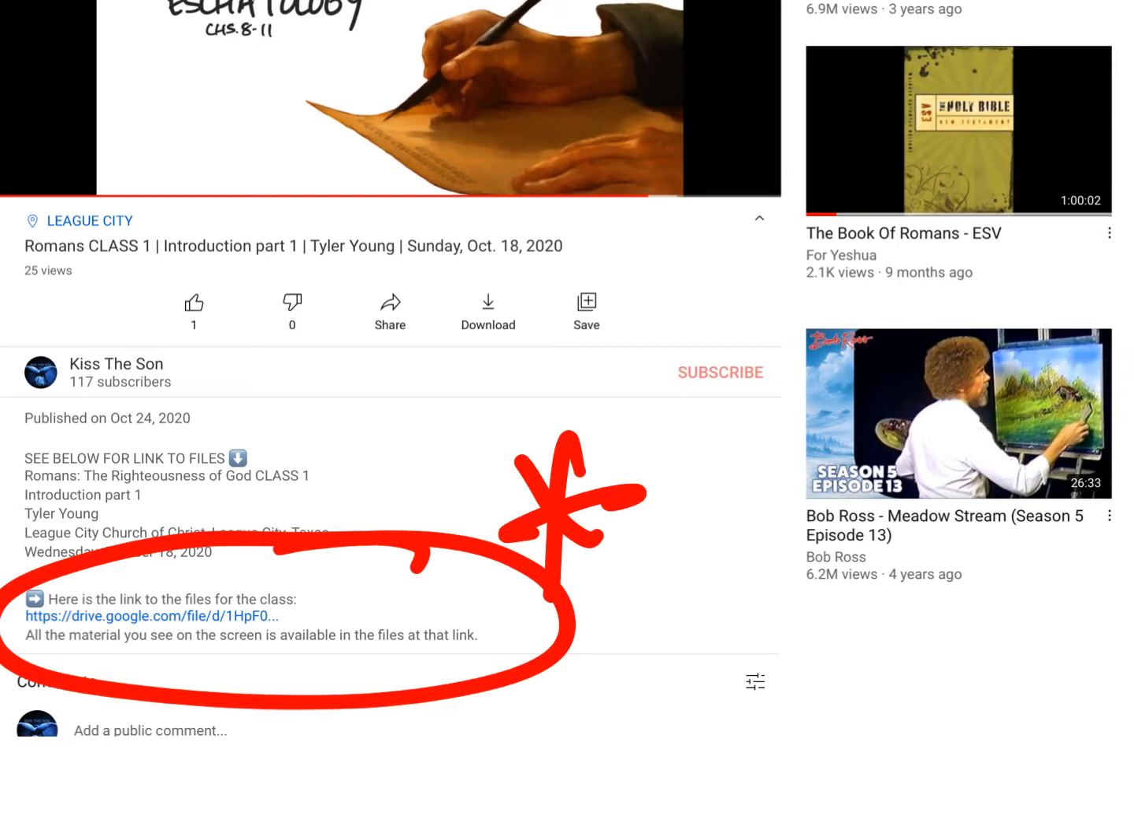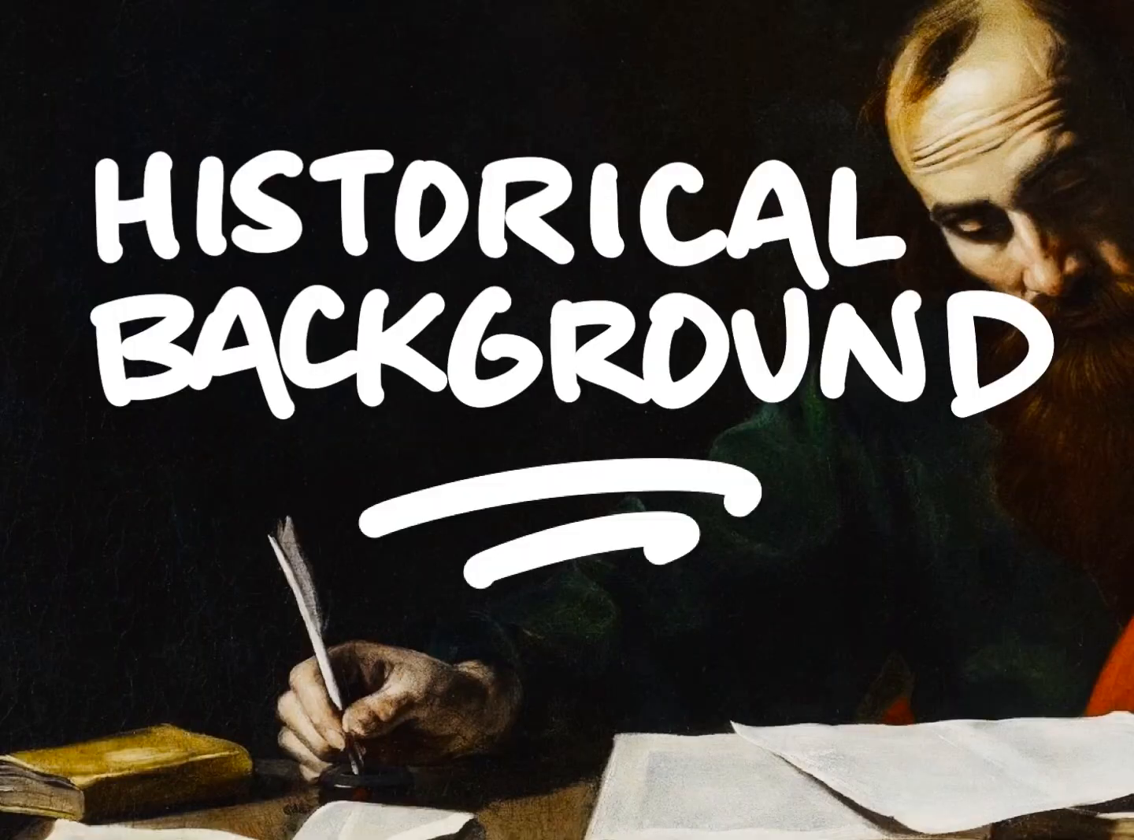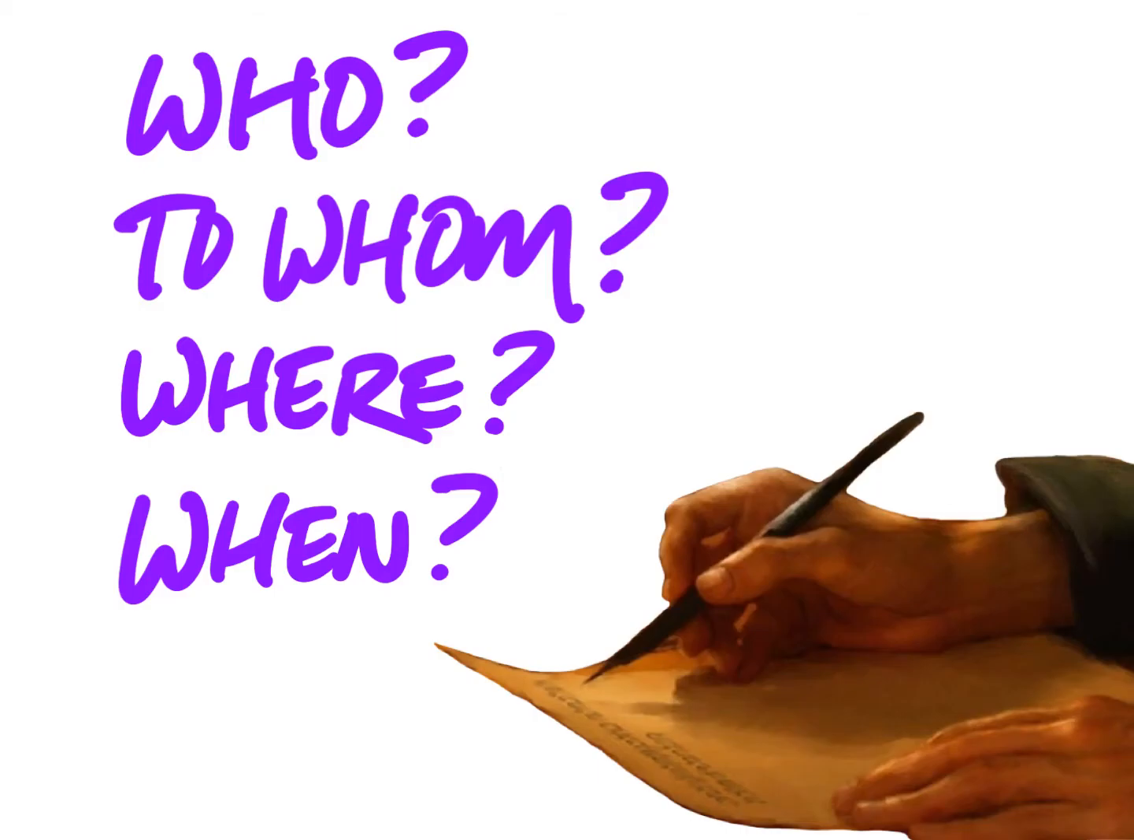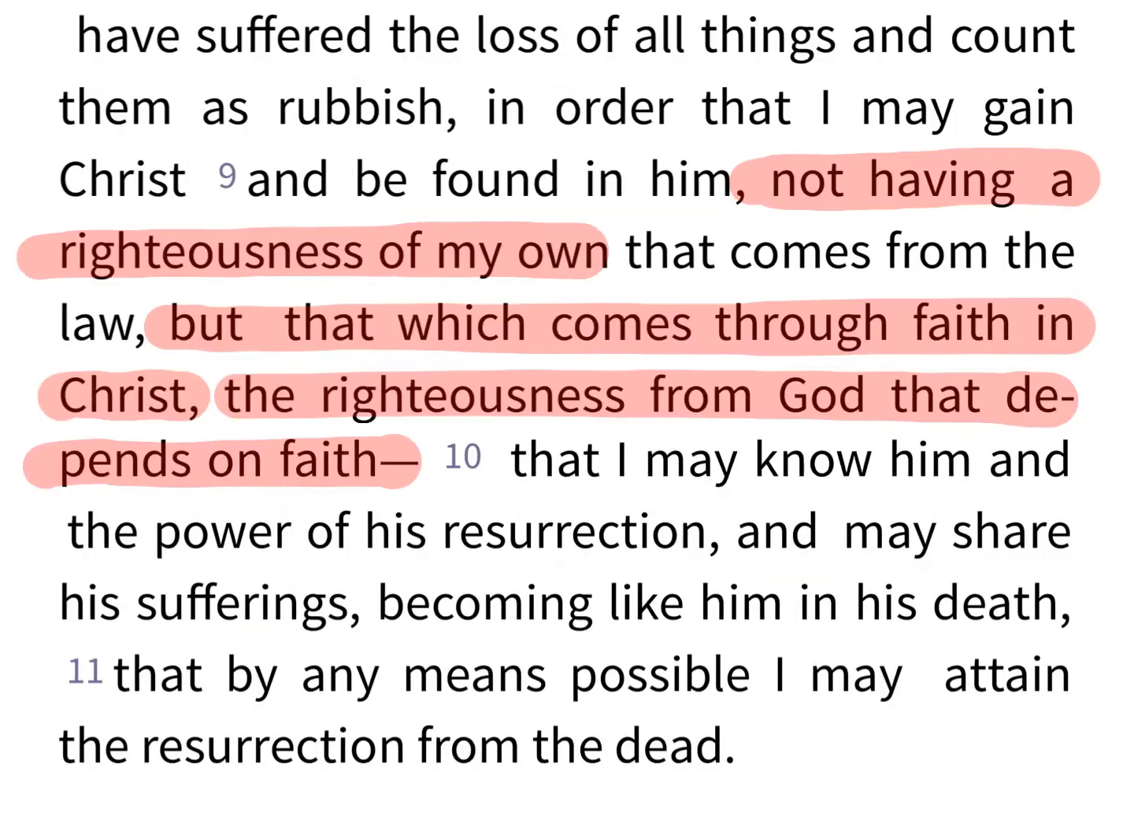Okay. So we've been looking at the historical background to the letter, the basic questions like who wrote it, and to whom was it written, and from where and when. And so, of course, it was written by the Apostle Paul, and we talked about Paul last time and some things about Paul's background that are important to keep in mind when you read the letter.